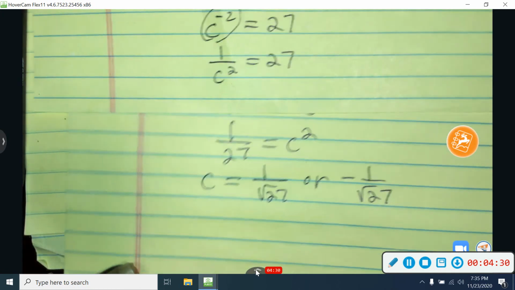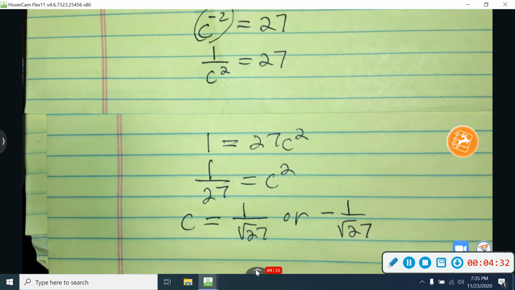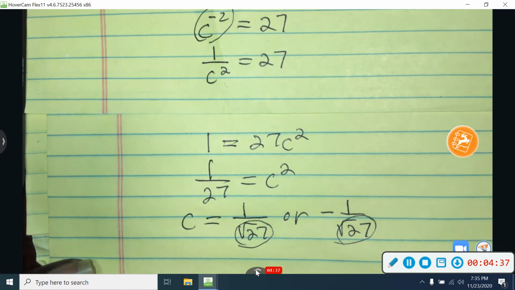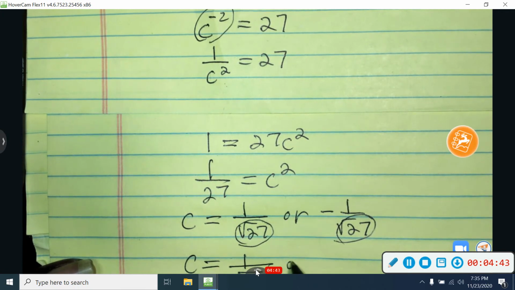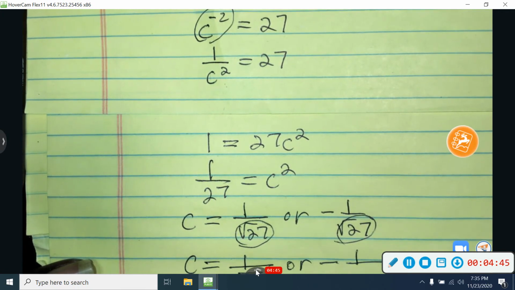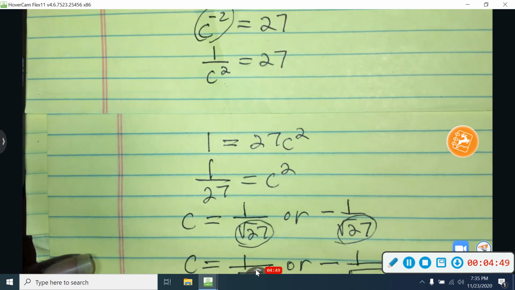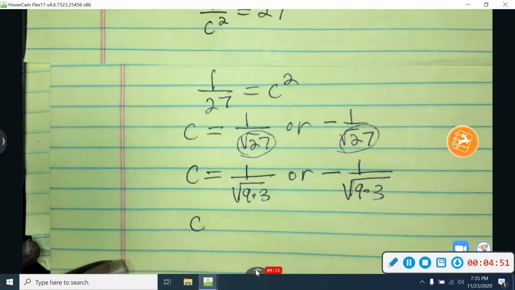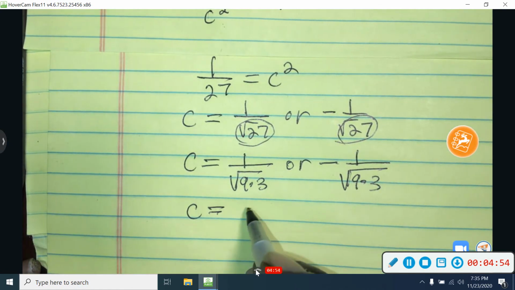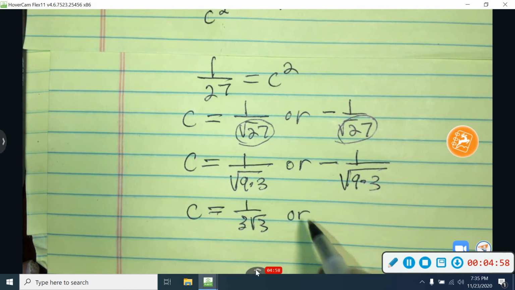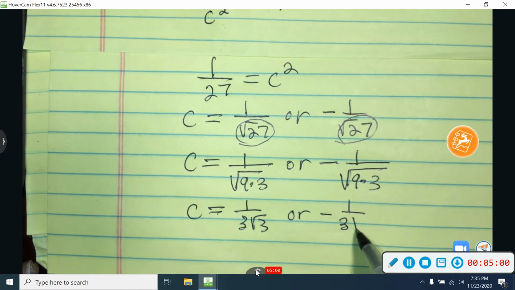Okay, now I'm going to simplify this. So that's saying c is 1 over the square root of 9 times 3, or minus 1 over the square root of 9 times 3. Square root of 9 is 3. So you get two possible answers. C is 1 over 3 root 3 or minus 1 over 3 root 3.